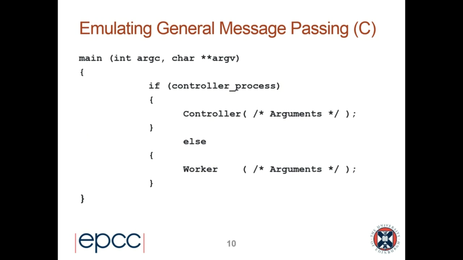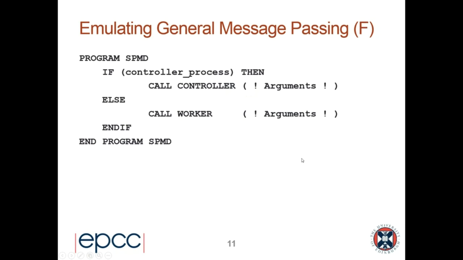But all you do in SPMD is if you have more than one program, you just wrap them up into a single program and call them functions. So in C, you would just boot up and you would say, we'll see how to do this in MPI, if I'm the controller process, I call the controller, else I call the worker. So, based on this value, which is your MPI call to the right, you can do completely different things. And in Fortran, it's just the same. Standard control flow.